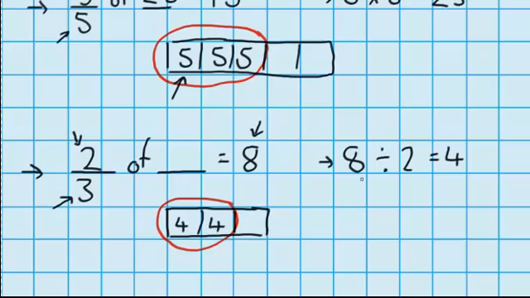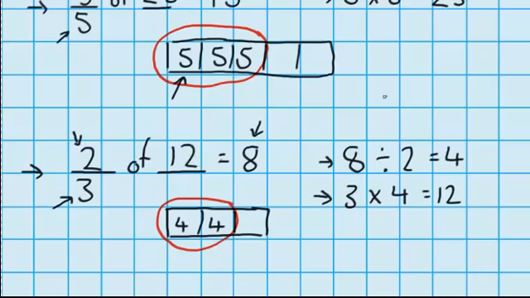So now I'm ready for my second step to work out how many candles there must be on the whole cake. Well, there's 3 pieces of cake in total, and on all of those pieces there must be 4 candles. 3 times 4 is 12. So 2/3 of 12 is 8.